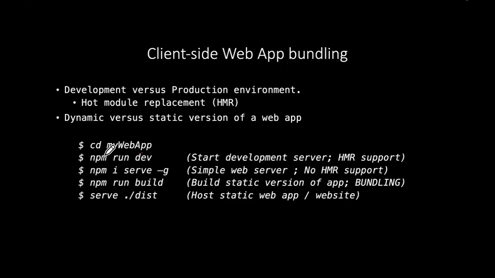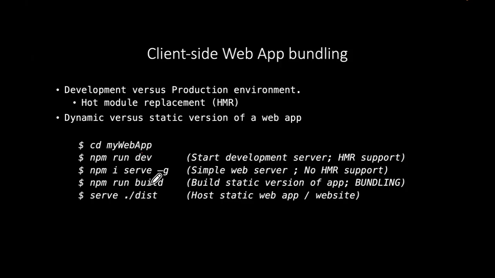Eventually, you've got to create a production version of your web app, and this is the command that you tend to use if you're using the Vite tool. npm run build essentially takes your source code, all of your React source code, and creates a static version of your React app, and that's what you then deploy into production.